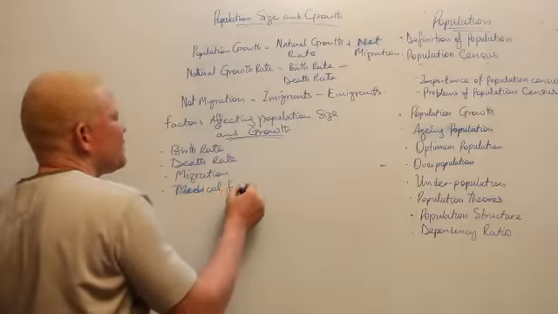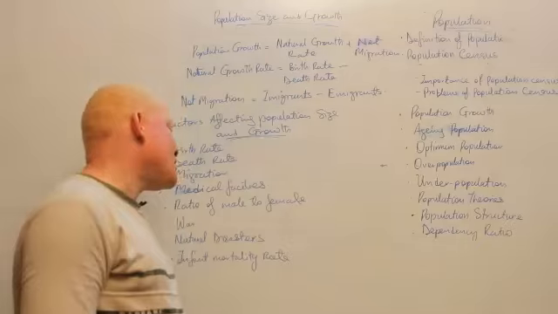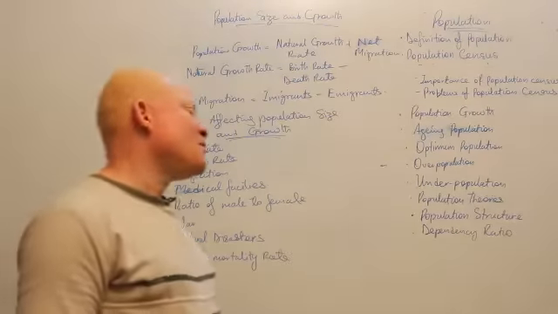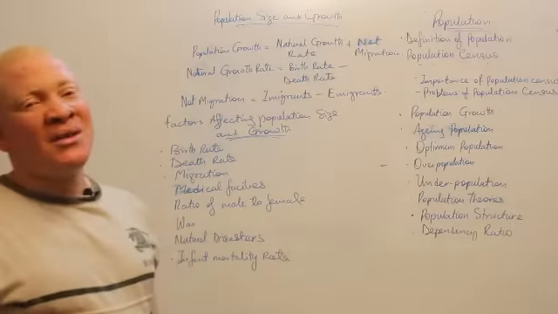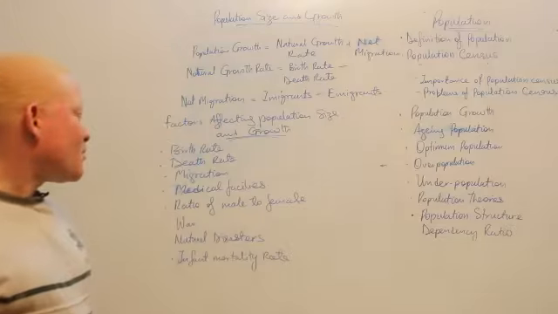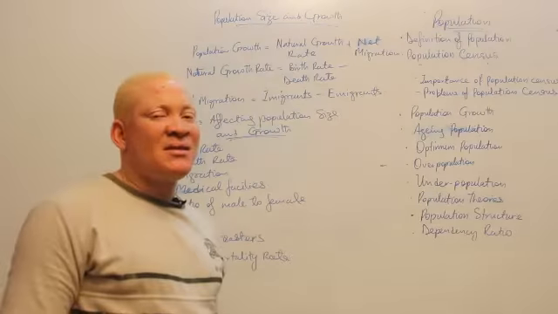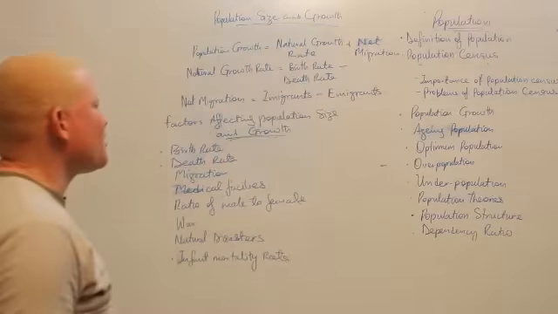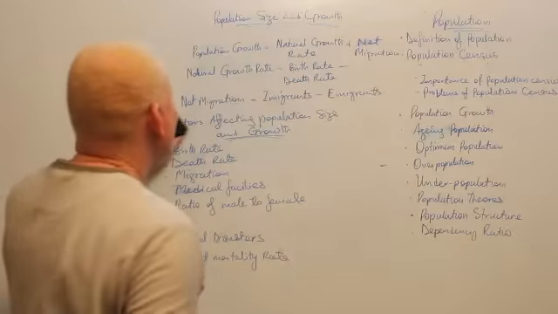Now the next one is medical facilities. Improved medical facilities will definitely reduce death rates and might increase birth rates. And if it improves, then there will be a low infant mortality rate. Then the ratio of male to female means that there will either be fewer people giving birth or more. Then war and natural disasters increase death rates. Now, this is a summary of factors that lead to population growth and size.